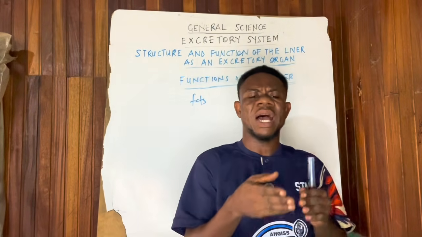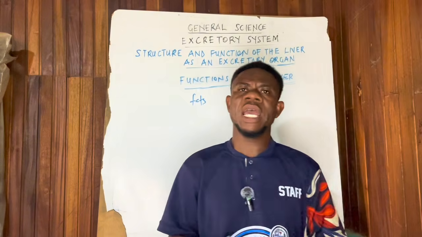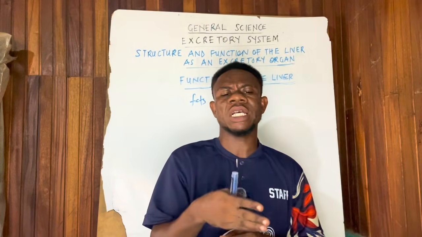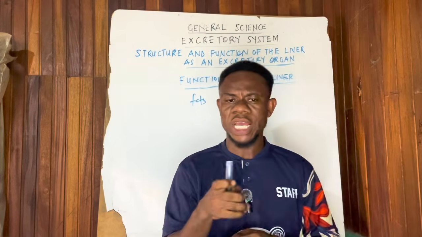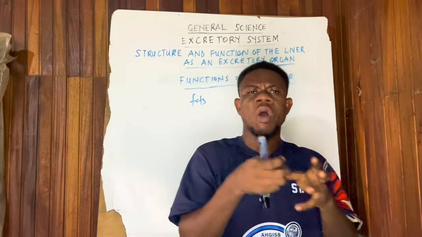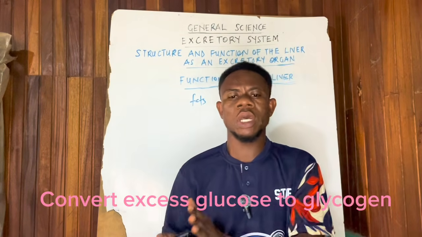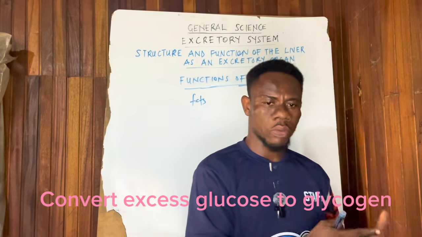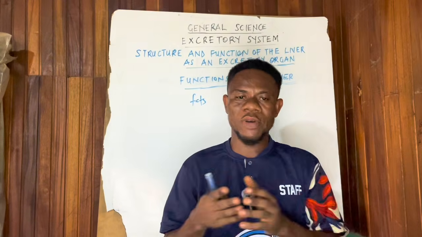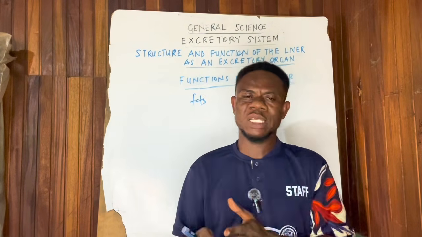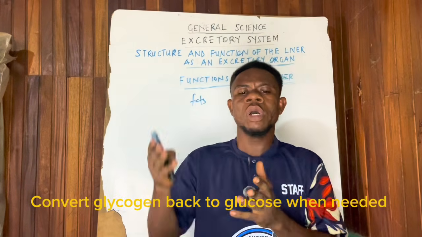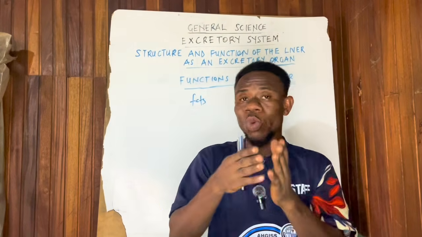This means the liver aids in glucose regulation. If the liver aids in glucose regulation, it is through a process, and this process is called glycogenesis. For glycogenesis, they convert excess glucose to glycogen for storage. We also have glycogenolysis, however you're going to pronounce it. They break down glycogen back to glucose when needed.